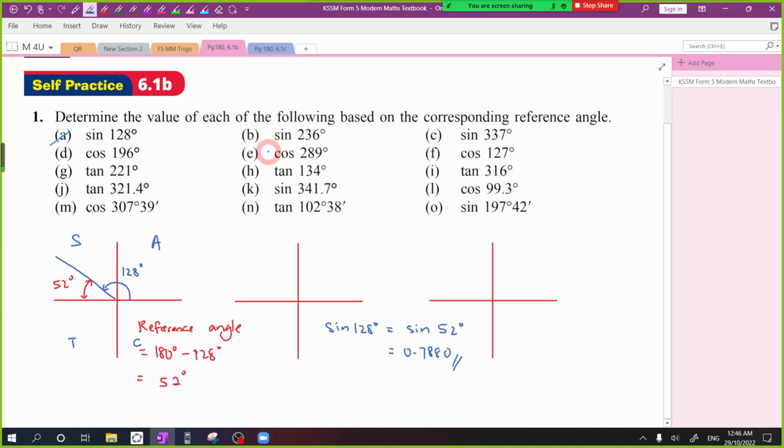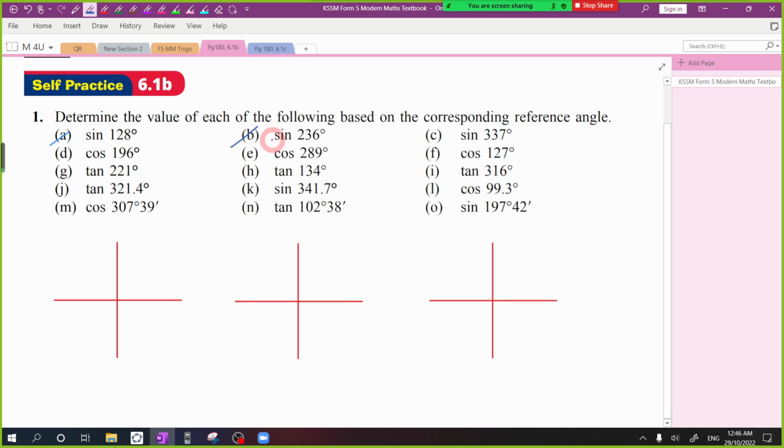Okay, now next question. Let's try B. We want to determine the value of sine 236 degree based on the corresponding reference angle. So first is to sketch the angle 236 degree. We know that from here, always remember, start counting from here and go anti-clockwise, since the angle is positive. If the angle is negative, then we go from here, go clockwise. Okay, 236 degree somewhere around here.